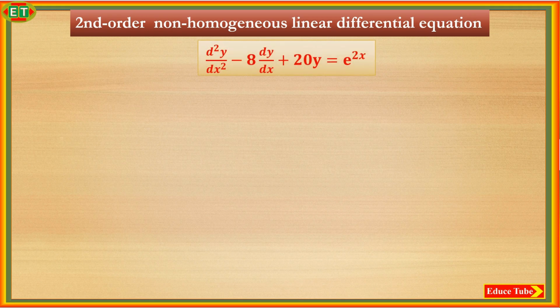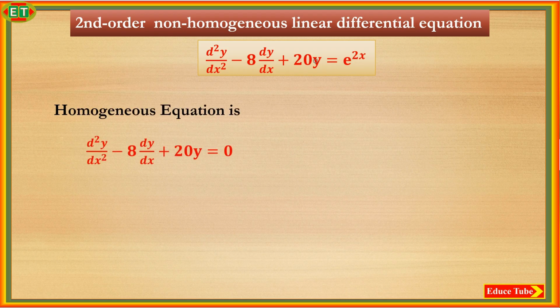Now I am taking another example. The difference is that in the previous equation the right hand side was x square, a polynomial. This is exponential type, e to the power 2x. To solve this, I mean to find the general solution, first we have to find the complementary function, then the particular integral.